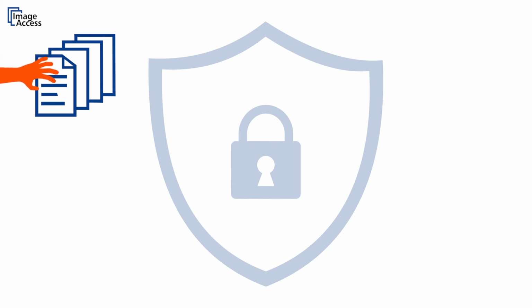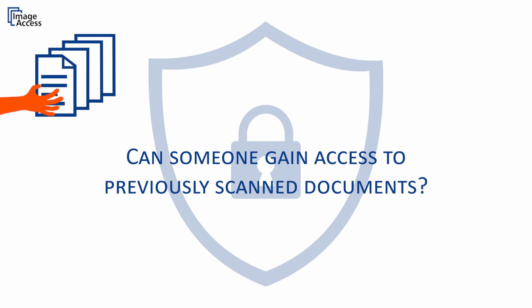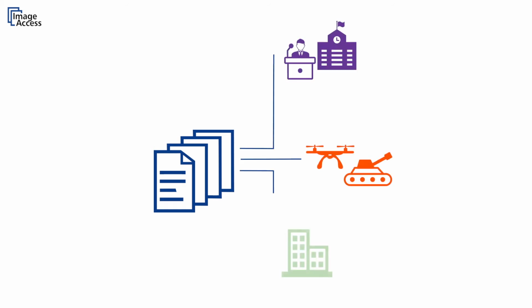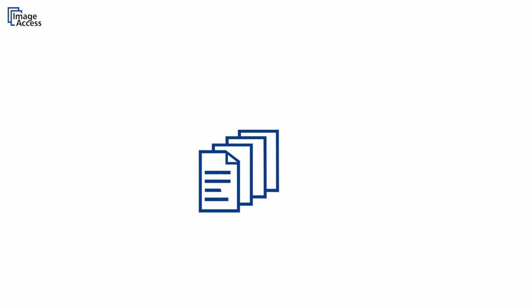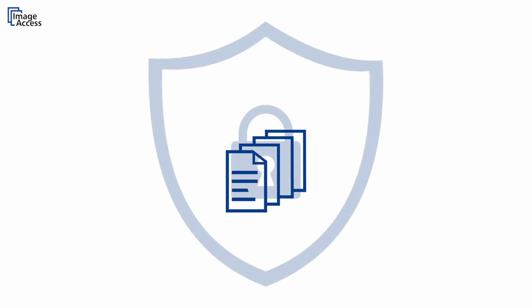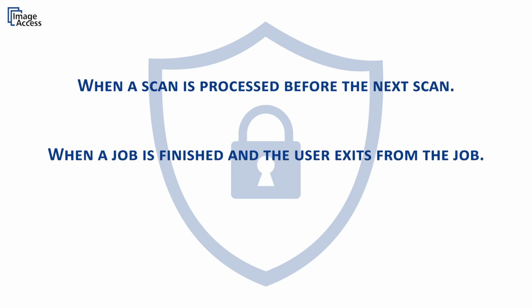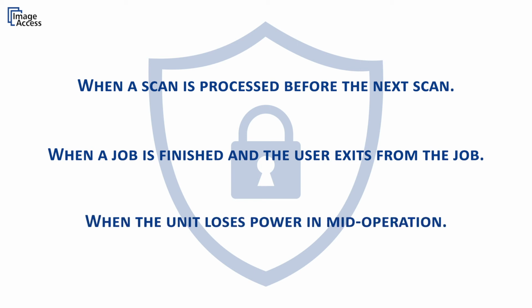The final question refers to privacy. Can someone gain access to previously scanned documents? This topic is a major concern in IT environments that have to be secure, in government, military or many industries. So, where is the data when it is scanned and where is it stored? WideTech and Bookeye scanners always delete the data under the following circumstances: when a scan is processed, before the next scan, when a job is finished and the user exits from the job, and when the unit loses power in mid-operation.